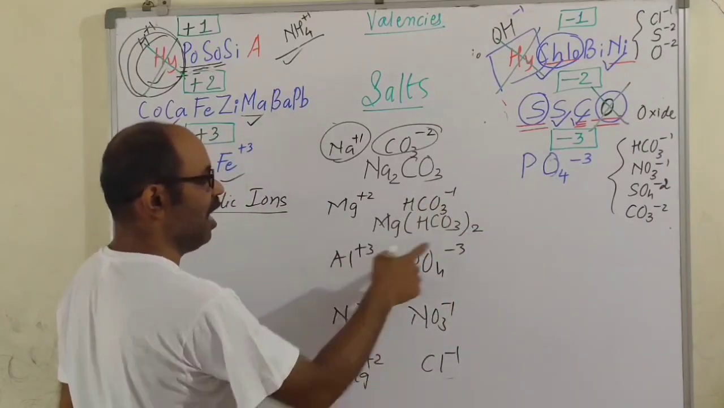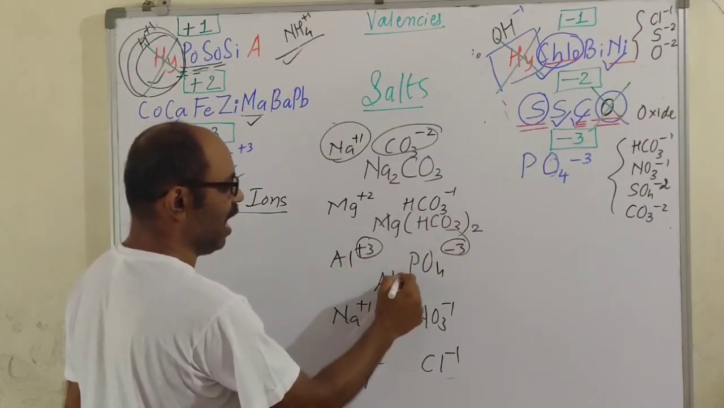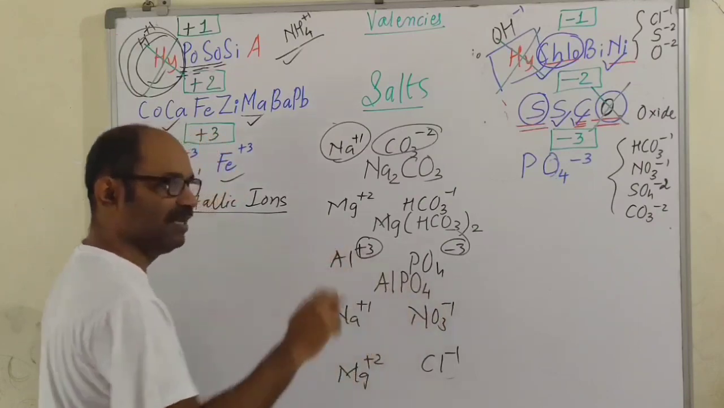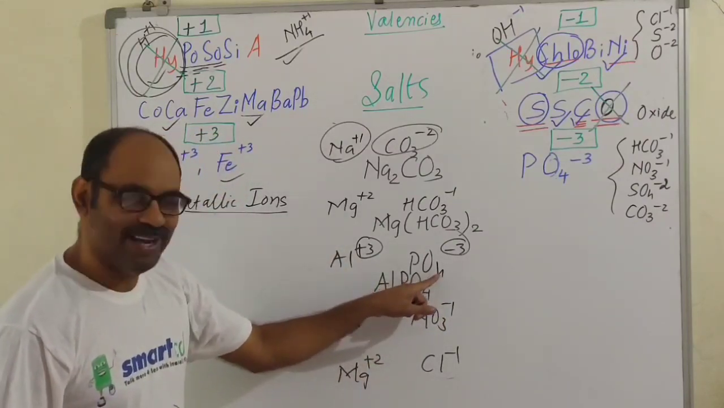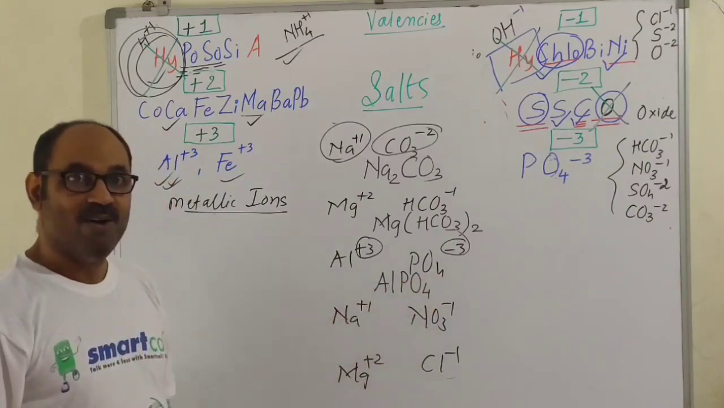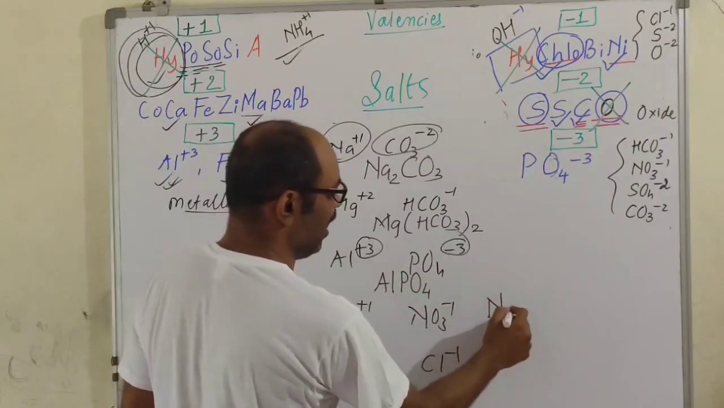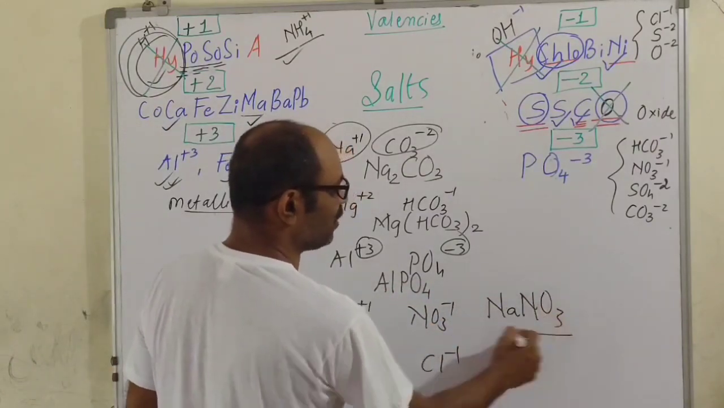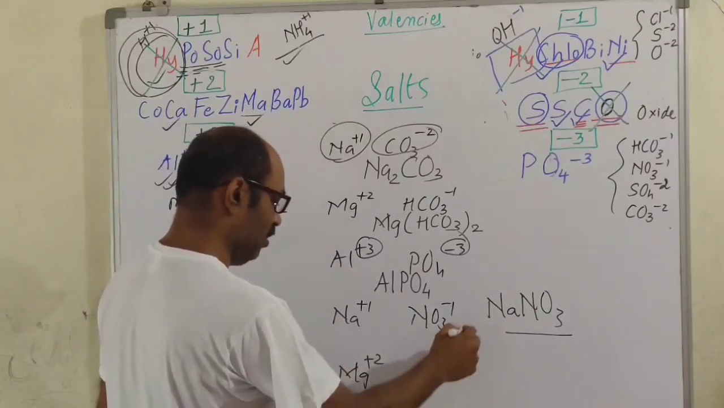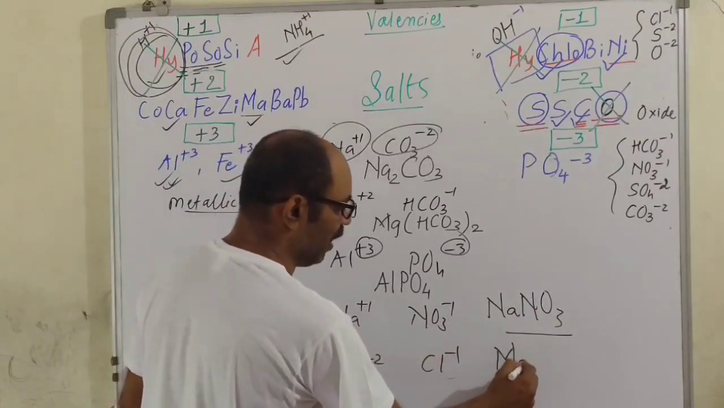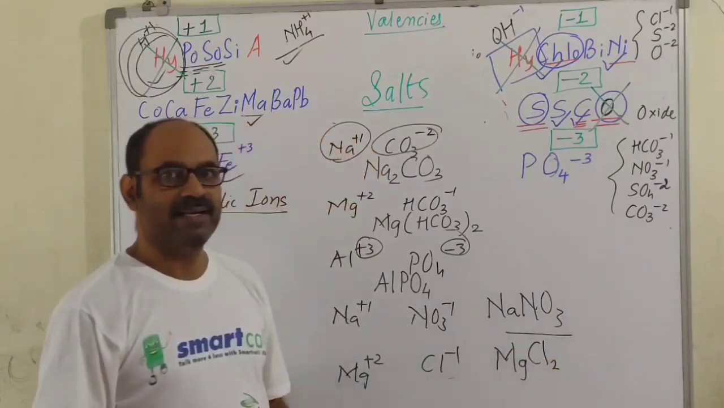Magnesium bicarbonate, aluminium phosphate, here equal, so सीधा ज्वाइन करो Al और PO4. सबस्क्रिप्ट लिखने की जरूरत नहीं है, वो तो है ही पहले से. So this is aluminium phosphate. चलो +1 -1 सीधा ज्वाइन करो NaNO3. And what is the name of this salt? Sodium nitrate. Okay, +2 and 1 different, so Mg1, no need to write 1, and Cl2. This is magnesium chloride.